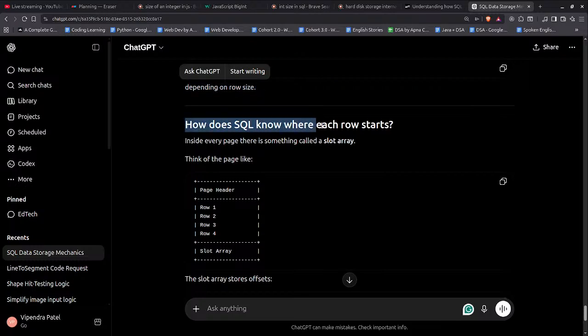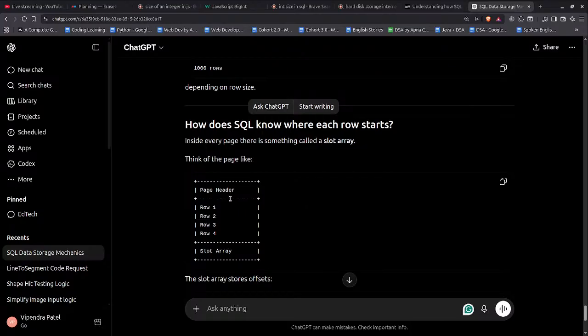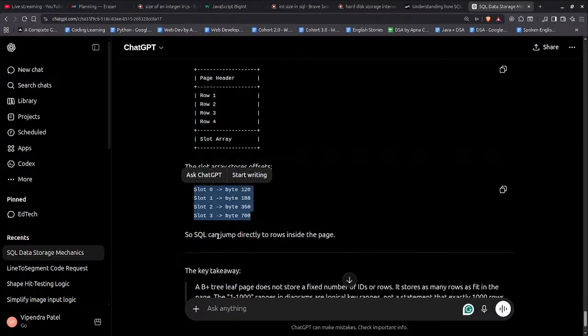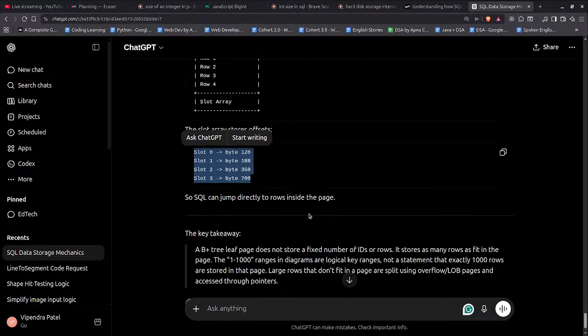How does SQL know where each row starts? Inside every page there is something called a slot array. So we have the page header, we have the rows, and we have the slot array. The slot array stores offsets, like 120, 188, just something like this. So SQL can jump directly to rows inside the page. It tells us that the first one takes 120 bytes, and then this, on the basis of the size of the storage, we can simply get that.